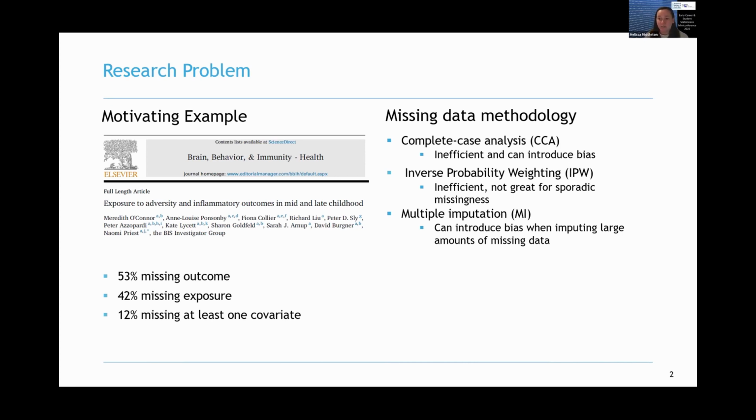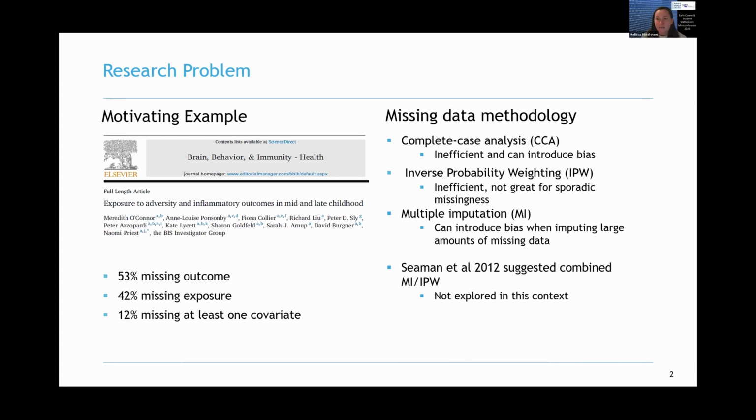However, when we have these large proportions of missingness, like we have here in our outcome, we can actually introduce bias. So because of these issues, in 2012, Seaman and co. suggested actually combining multiple imputation and inverse probability weighting. So in this approach, we use multiple imputation to address the sporadic missing data, but we weight for those larger blocks of missing data, for example, our outcome here.